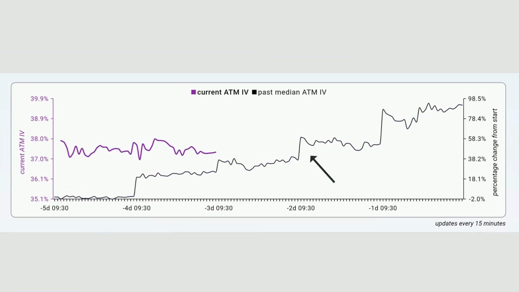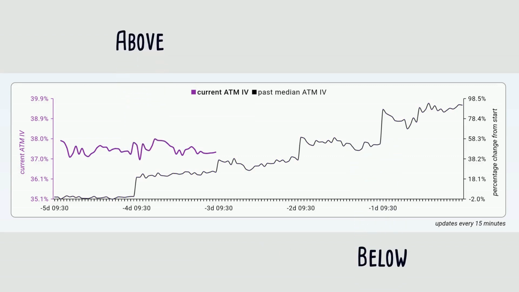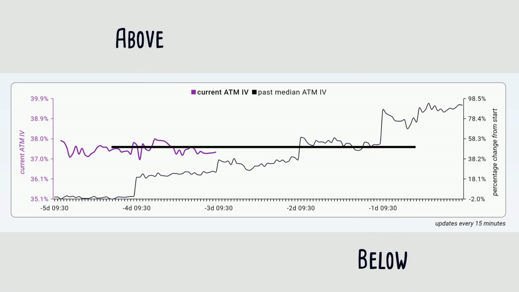In black, you see the historical median IV trend during the same 5-day window. This is calculated by tracking that same pure IV for previous earnings cycles, then computing the median percentage change from the start. This lets you compare the current setup to typical past behavior, helping you identify whether volatility is tracking above, below, or in line with previous earnings, and how it might evolve.